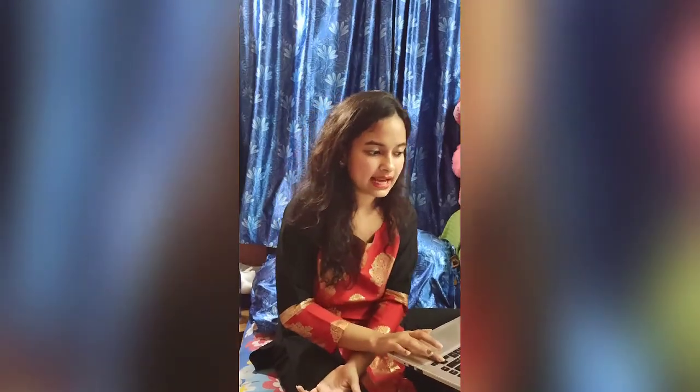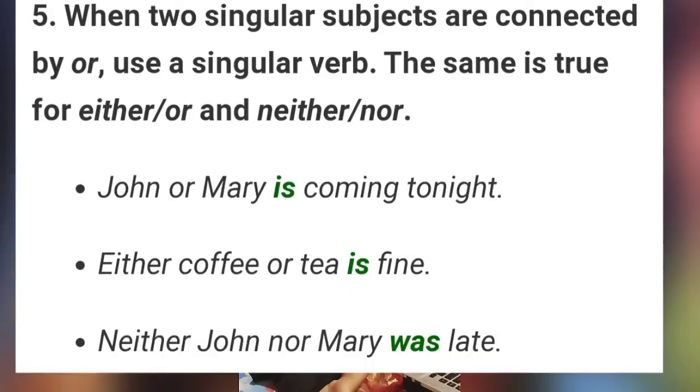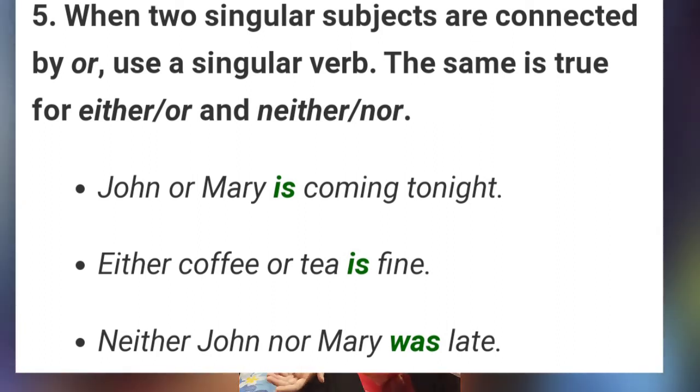The next rule is that whenever two singular subjects are connected by or, we will use a singular verb. Like John or Mary is coming tonight. This is a very basic problem which we all face, that whenever we find that there are two people or two subjects, we tend to use a plural form. But that is not the right thing to do. Either coffee or tea are fine cannot be the correct form of the sentence. Either coffee or tea is fine.